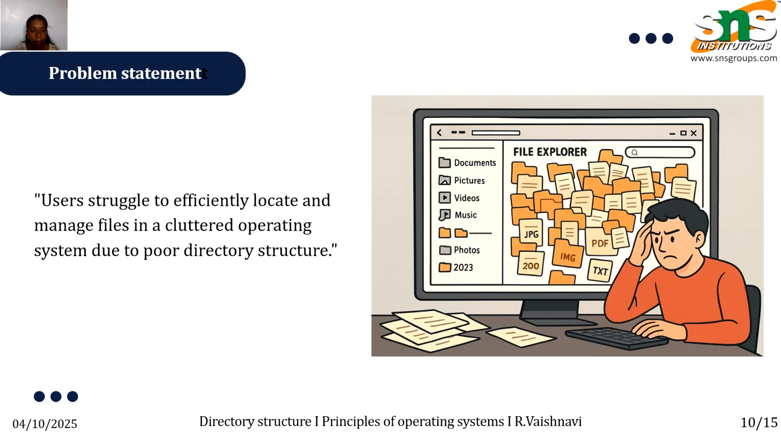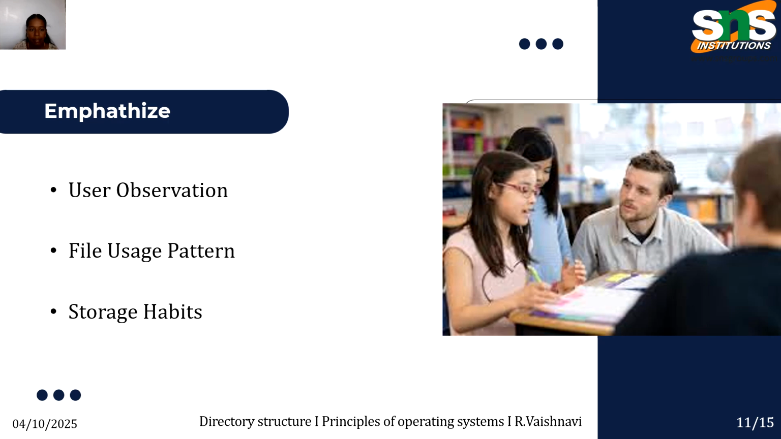Next one, we have the problem statement. Here the user struggles to efficiently locate and manage the files in the cluttered operating system due to poor directory structures. We can solve this problem using the DT based approach. In DT based, we have 5 stages. First one is empathize, then define, ideate, prototype, and testing.